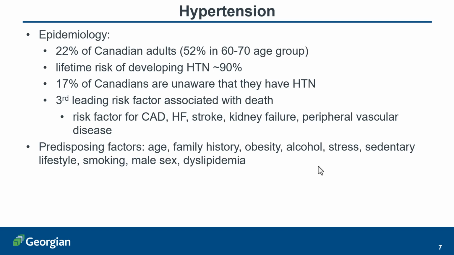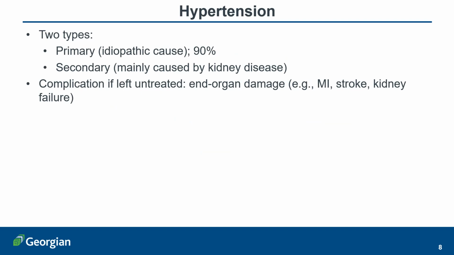There are two types of hypertension in terms of the classification. When we say hypertension, we are typically referring to primary hypertension. Primary hypertension is so called because it has an idiopathic cause. We know the risk factors, but we don't really know what exactly causes hypertension, right?